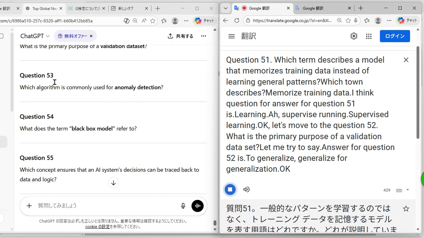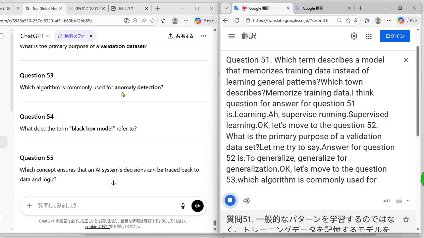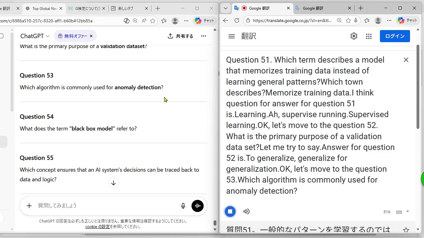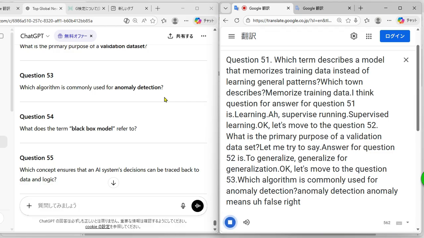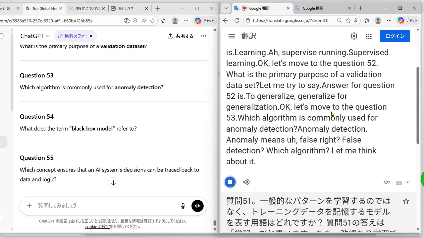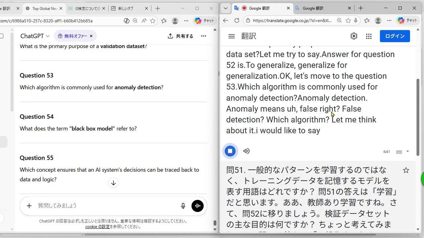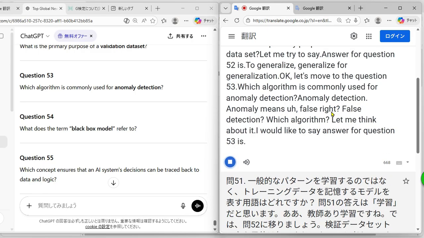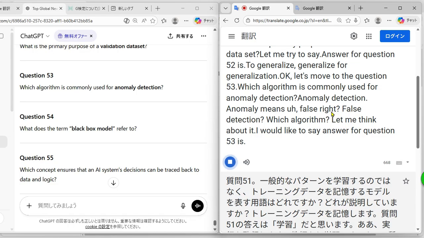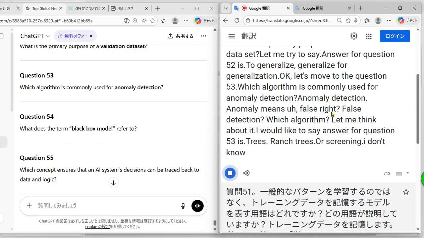Okay, let's move to question 53. Which algorithm is commonly used for anomaly detection? Anomaly means false, right? False detection. Which algorithm? Let me think about it. I would like to say the answer for question 53 is trees. Branch trees? Or screening? I don't know. I'm not sure.